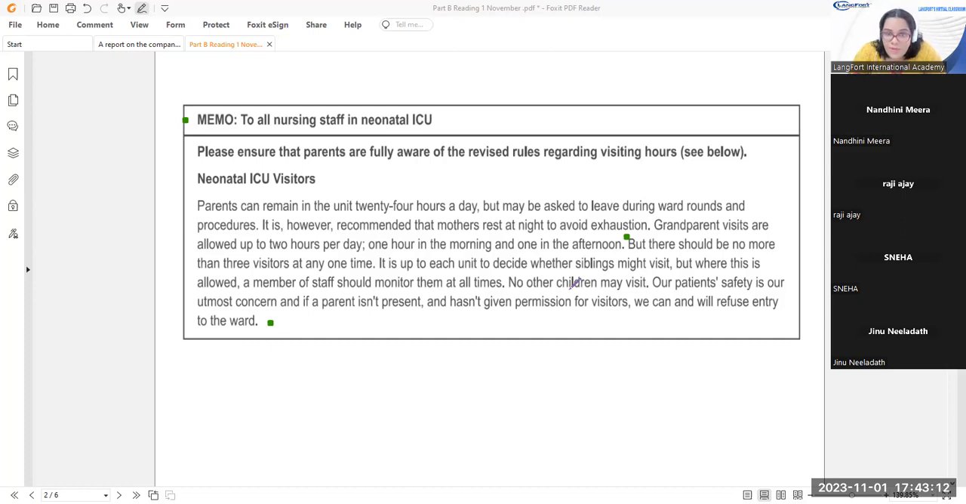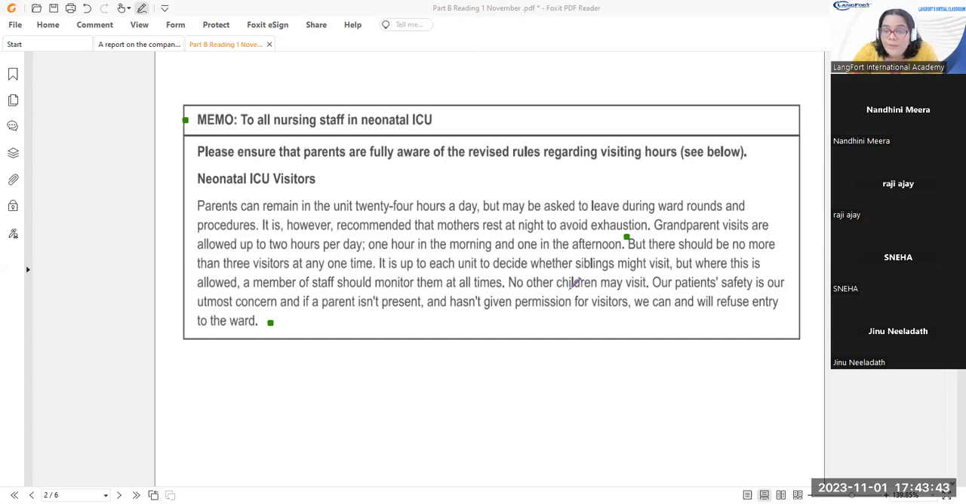So they've talked about how parents can be present 24 hours a day. They may be asked to leave when rounds or procedures are happening, but mothers are recommended to rest at night in order to avoid exhaustion. Grandparents are allowed to visit a maximum of 2 hours a day, 1 hour in the morning, 1 hour in the evening. But at one time there should be no more than 3 visitors. And siblings' visits are decided by the unit. However, if that is allowed, a member of staff should always be there to monitor them, and no other children are allowed to visit. And patient safety is their utmost concern.